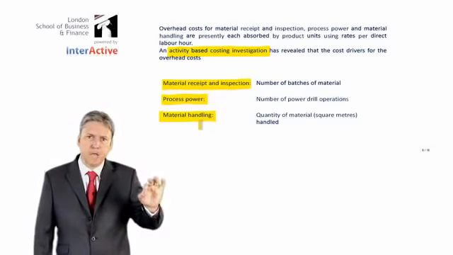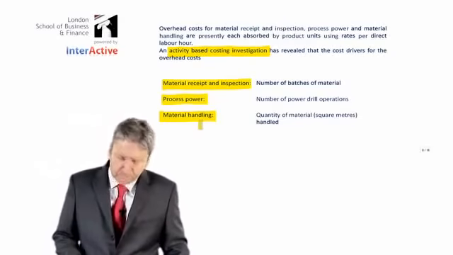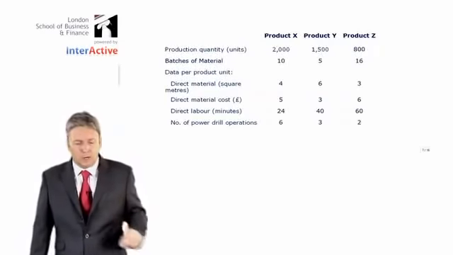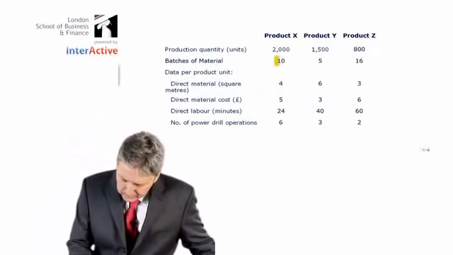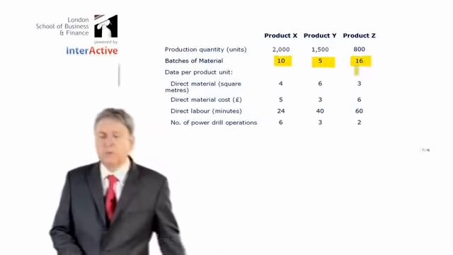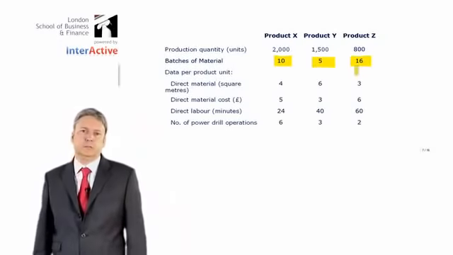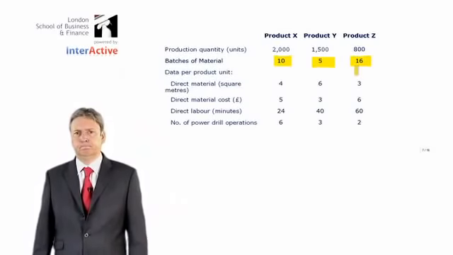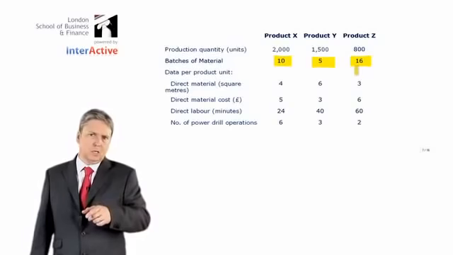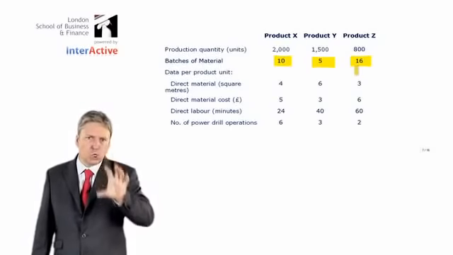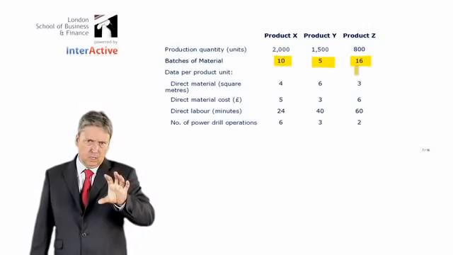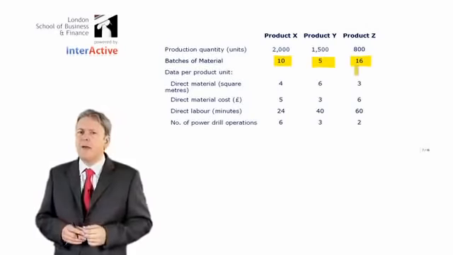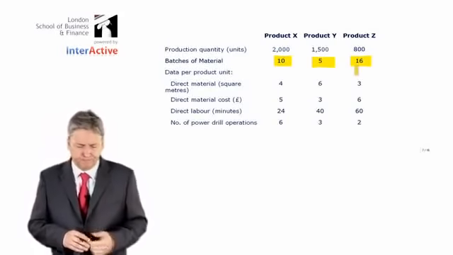So, looking for that information, we can go back to the box of data that we were given. Do you remember? Material receipt and inspection will be based on batches of material. Now, what did I say about the information that we had here? Well, I said to you that this was in total terms. And that means we've already got our total number of batches for the period. That will have some bearing in the way we deal with them in the question.